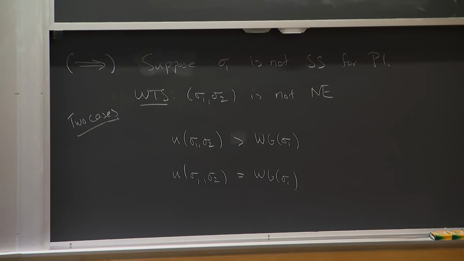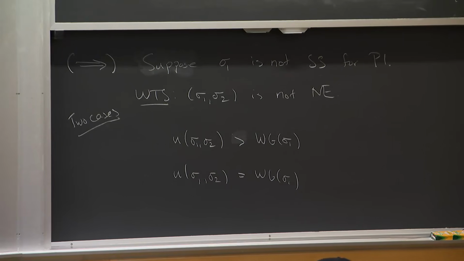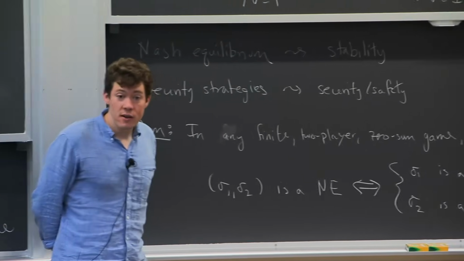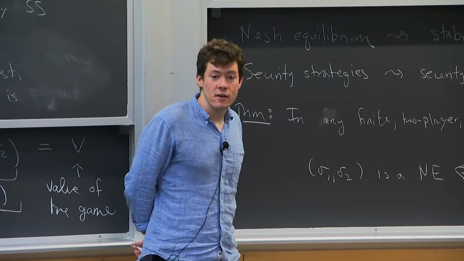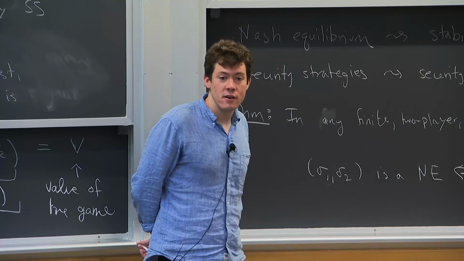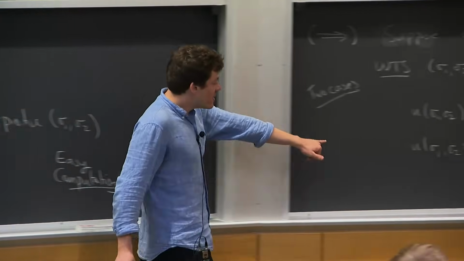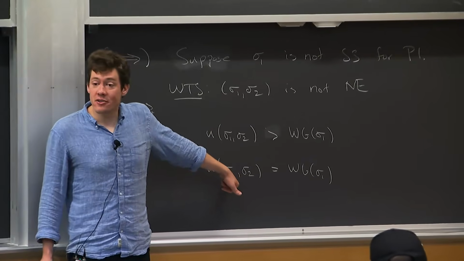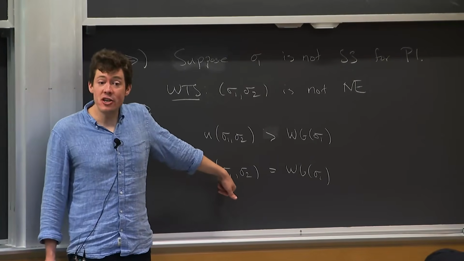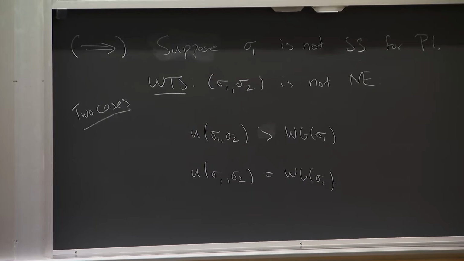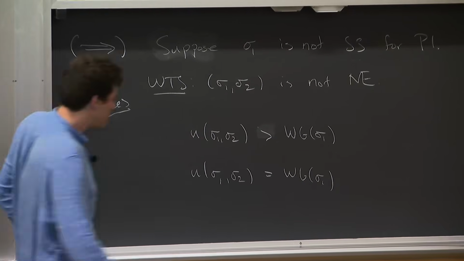Yeah? Perhaps the worst gain of the security strategy is going to be greater than the worst gain of this current strategy that sigma 1 is playing, which means that if we switch to the security strategy, we're getting a strictly, or weakly, I guess. It's actually going to be strictly, yeah, so great. So exactly right. Sigma 1 is not a security strategy. So let's consider a deviation to a security strategy. What happens if player 1 deviated to a security strategy, say sigma 1 star? Okay.